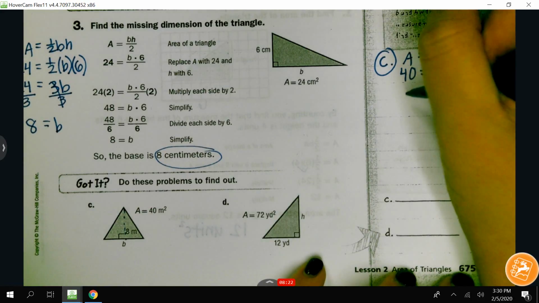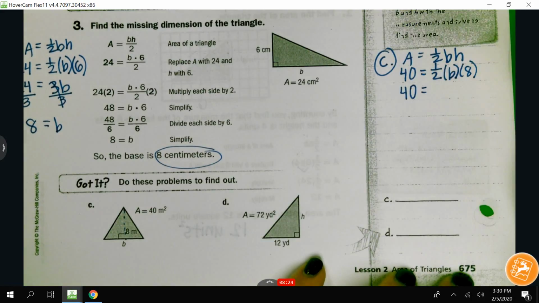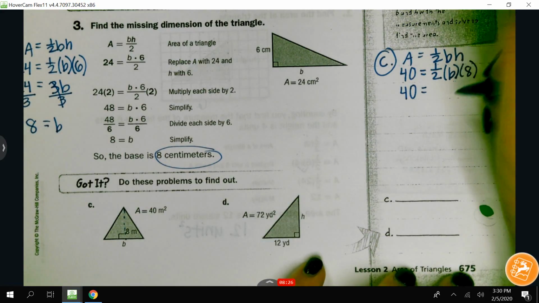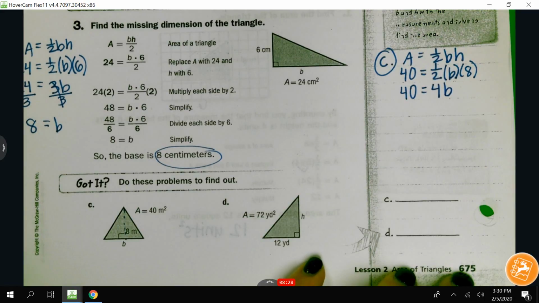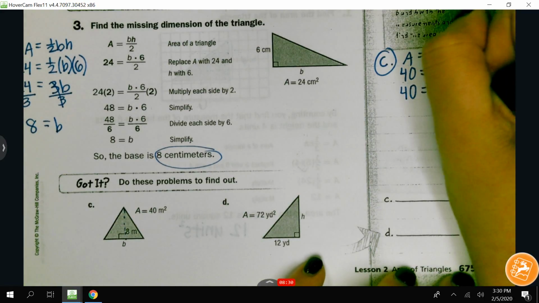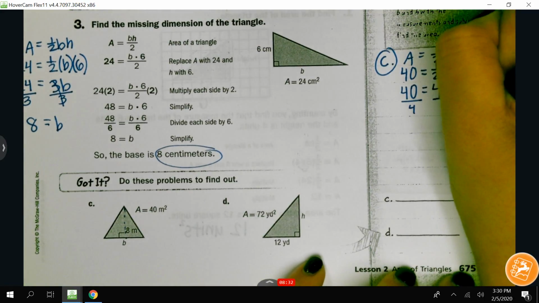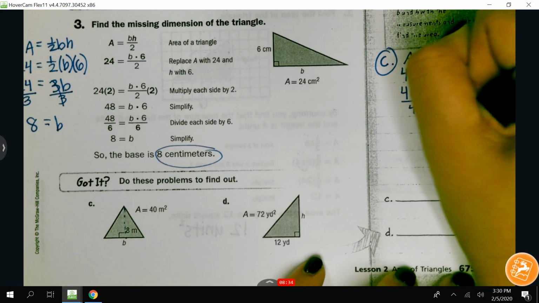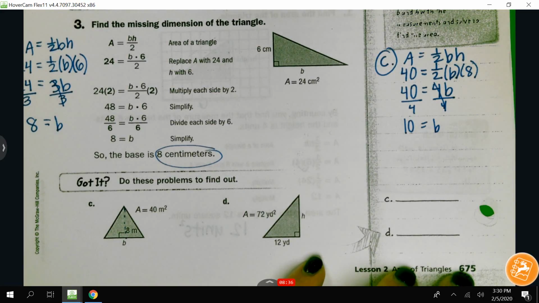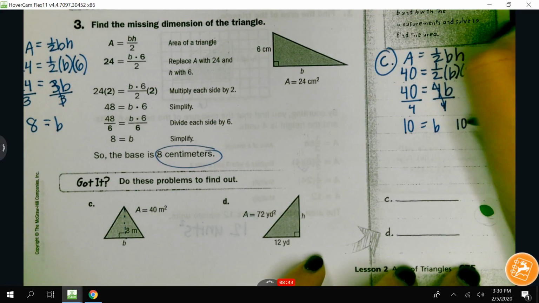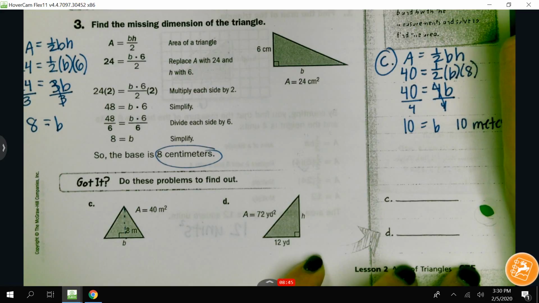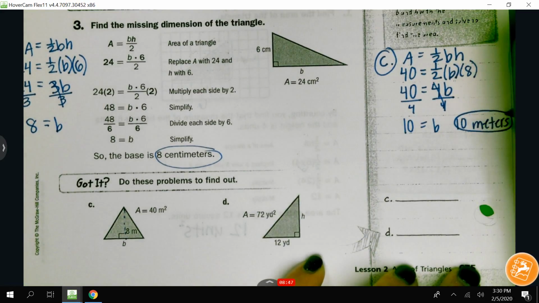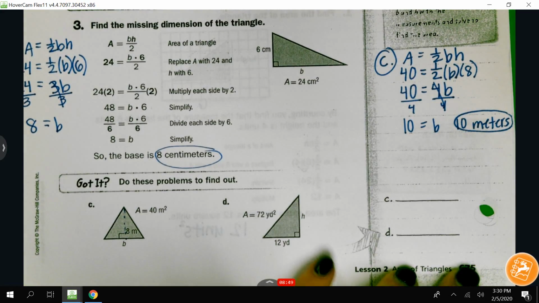Alright, so 40 equals 1/2 of 8 would be 4. So 4B. And then to solve for B, I'm going to divide both sides by 4. So B equals 10. Remember that this is just 10 meters, so you would want to tell me that your answer is 10 meters. It's not squared in this case, because it is just your base.